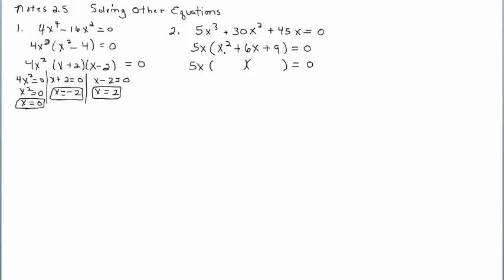Alright, we can see that this is going to factor. If for some reason it didn't factor, we can always use the quadratic formula on that trinomial. But it's going to factor into x plus 3 and x plus 3. So this is a binomial square. We're completely factored. We're going to set each factor equal to 0 and solve.